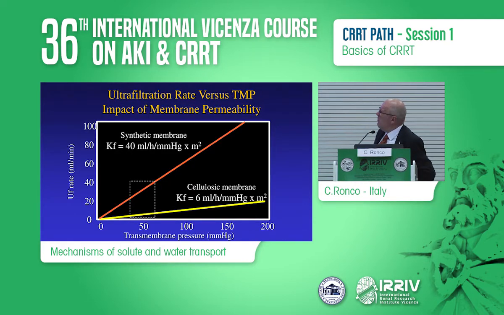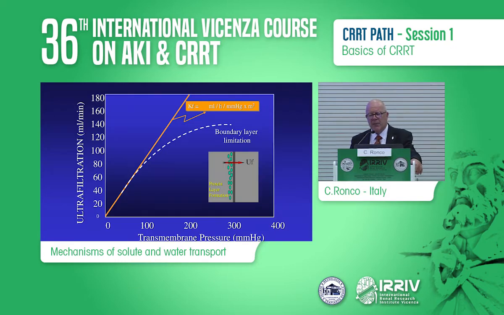And this is a typical condition of a low flux membrane or high flux membrane. You see at the given transmembrane pressure, you have a very different amount of ultrafiltration produced. However, the behavior of the membrane is not ideal. And if you increase your transmembrane pressure, your filtration fraction increases, and you get a series of molecular proteins that somehow form a layer at the blood membrane interface, and the permeability of the membrane starts to decay and the function is not linear anymore.